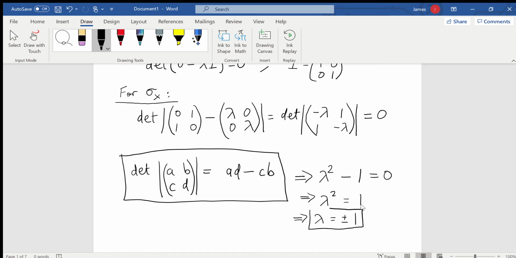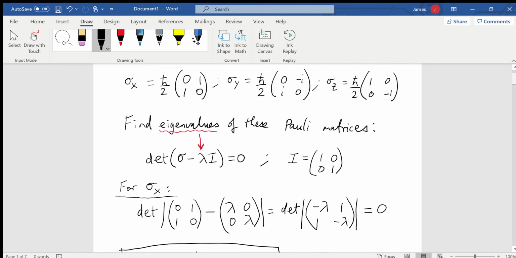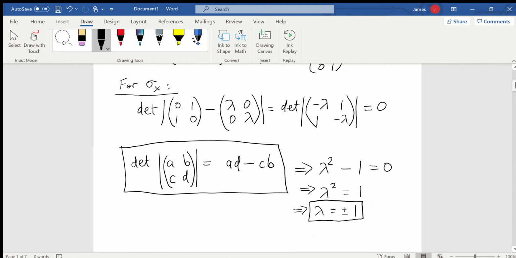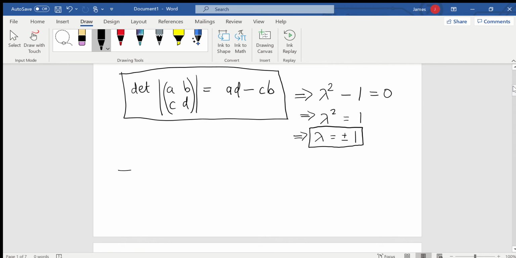So these are the eigenvalues of the Pauli sigma x spin matrix. Remember that we do have the factor of h bar over 2. So if we put the two values in, let me write it, otherwise I'll forget. Sigma x gives plus 1 multiple of h bar over 2 and minus 1 multiple of h bar over 2. Okay, so that's what it means.